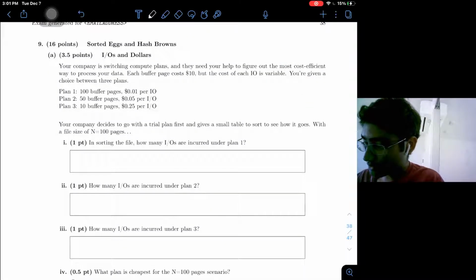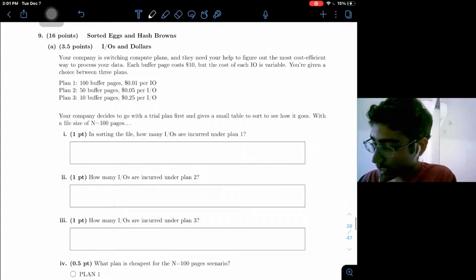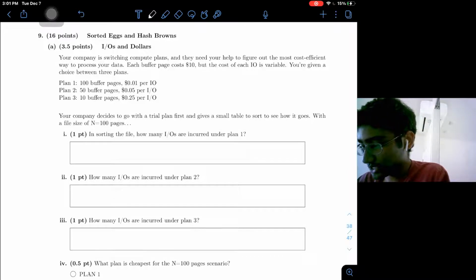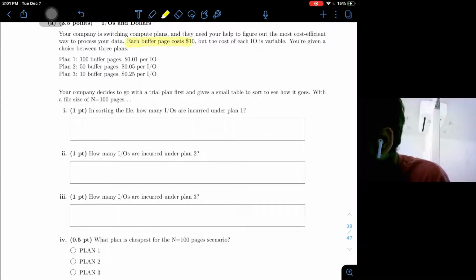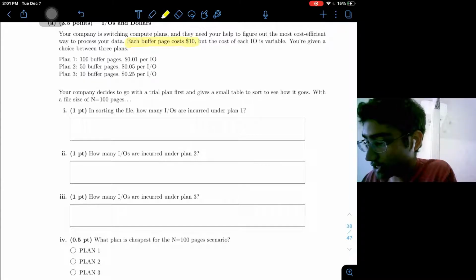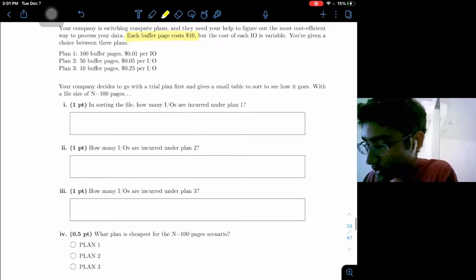Okay, so now let's go over question 9, sorted eggs and hash browns. Part A is called IOs and dollars. So your company is switching compute plans and they need your help to figure out the most cost-efficient way to process your data. Each buffer page costs $10, but the cost of each IO is variable. You're given a choice between three plans.